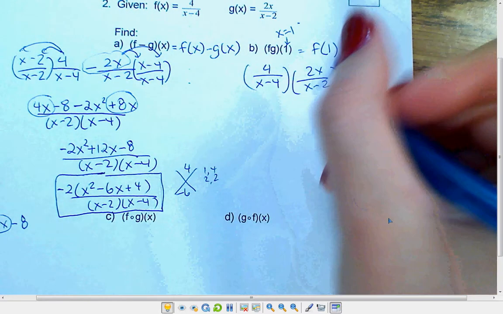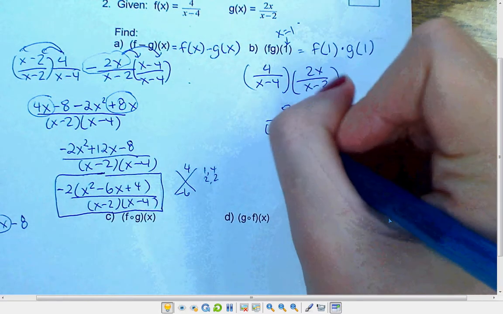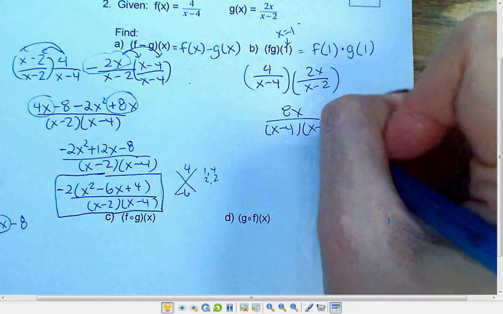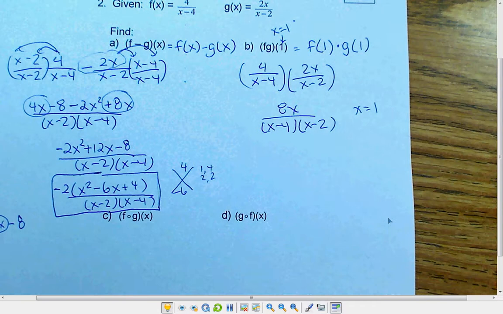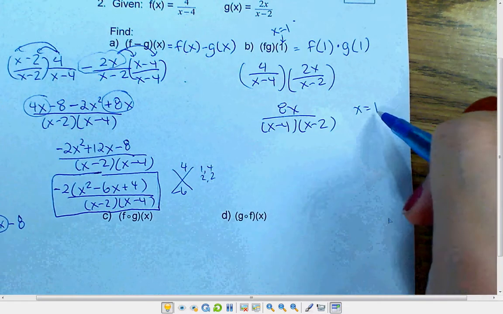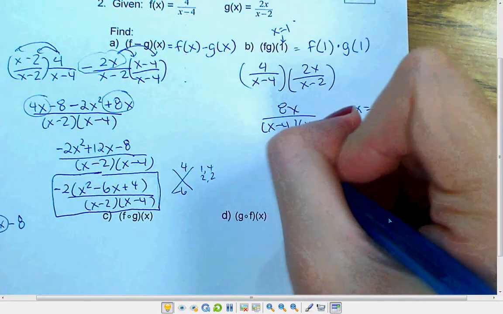So if we do 4 times 2x, this gives us 8x. And our denominator, I'm just going to leave like this for now, because my next step is going to be plugging in my x value. So this is going to be x equals 1. So every time I see x, I'm going to plug in 1.